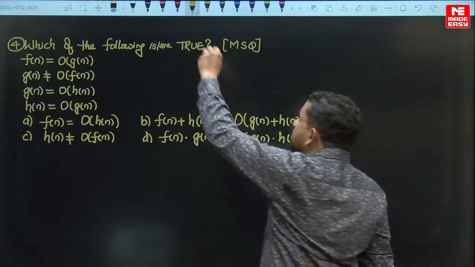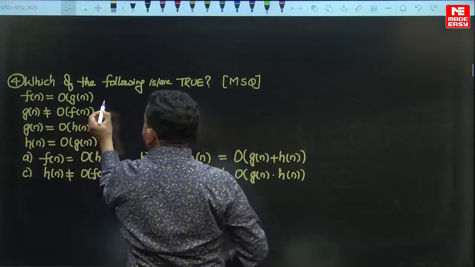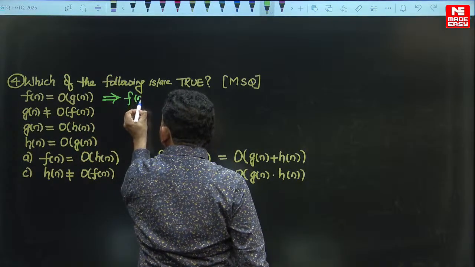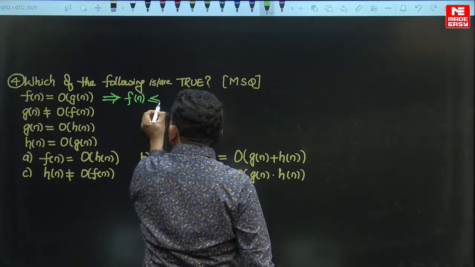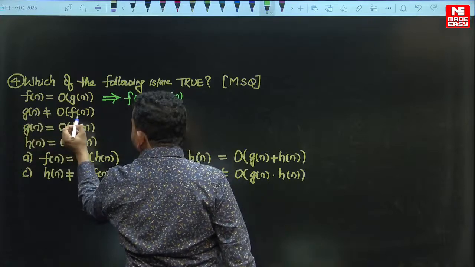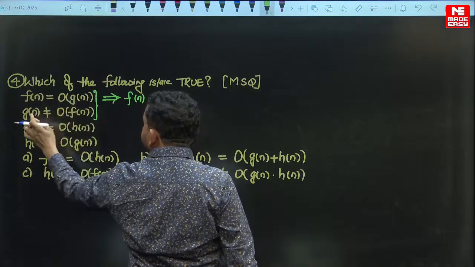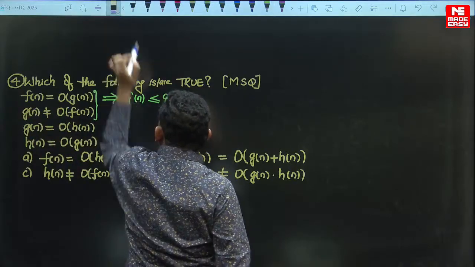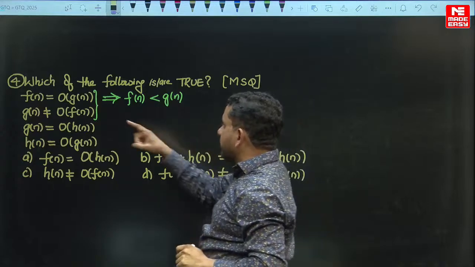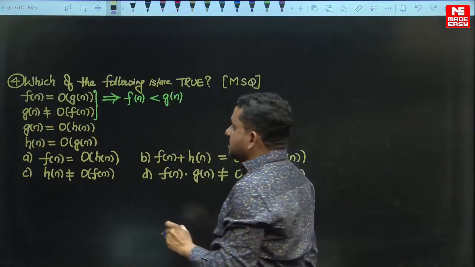So all have given almost the correct answer. Let's see this one. According to the first statement, f of n is asymptotically less than or equal to g of n. Based on these two conditions, f of n is big O of g of n, and g of n is not big O of f of n. So f of n is asymptotically smaller than g of n.